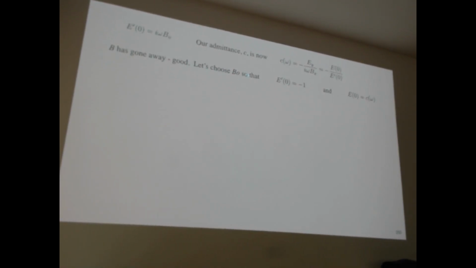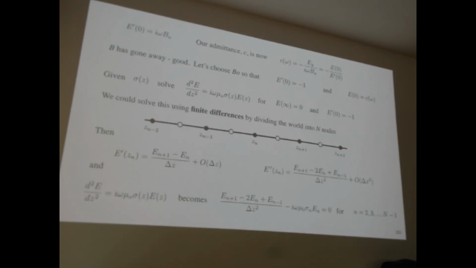about E. So we can choose anything we want for B naught, so we can be tricky and choose B naught so that the first derivative is -1, which means then that the electric field at the surface is actually exactly the same as the admittance. So given some conductivity functions at depth, we need to solve this equation with these boundary conditions. So we can solve this numerically with the finite difference approach.